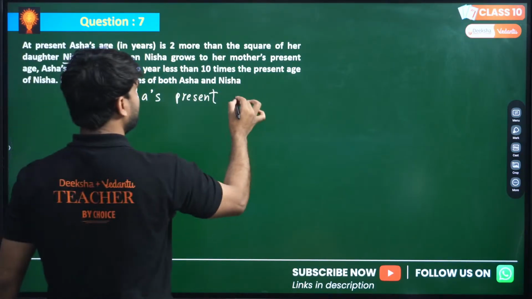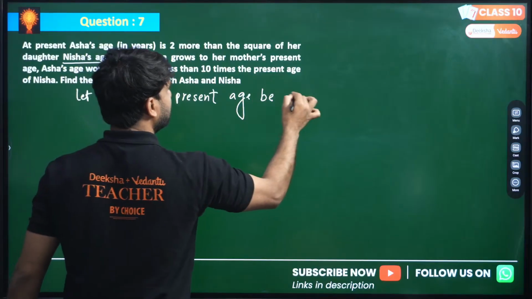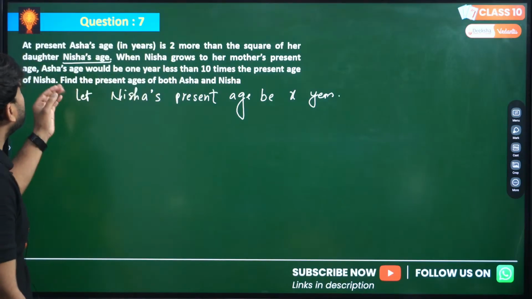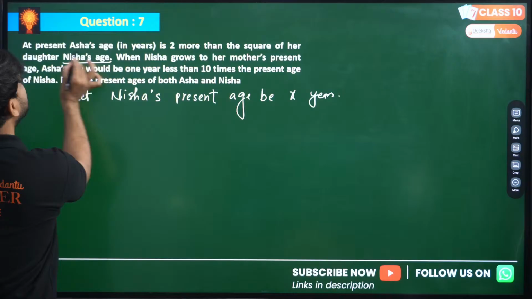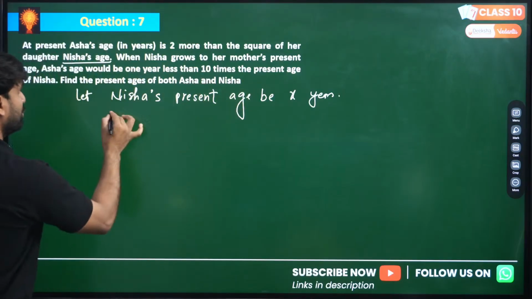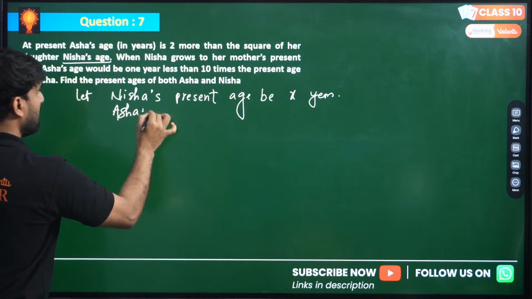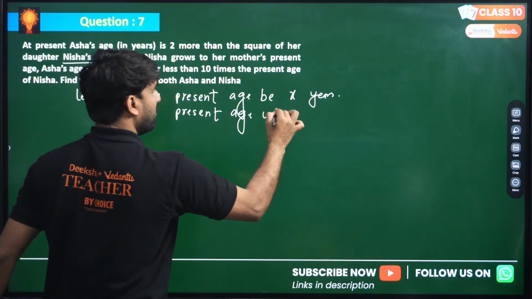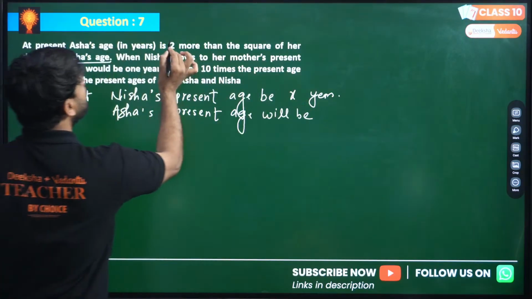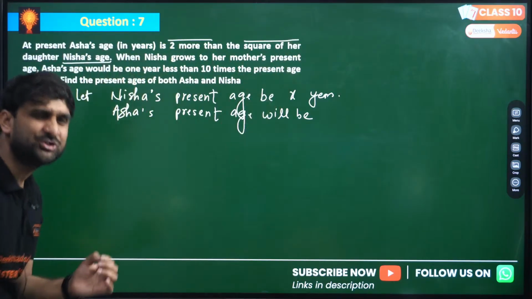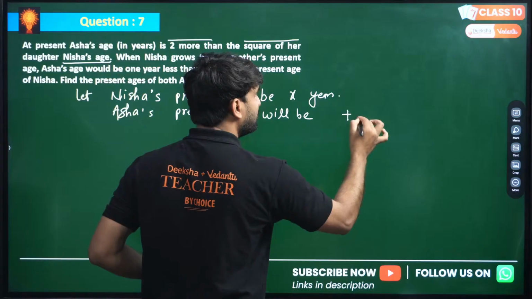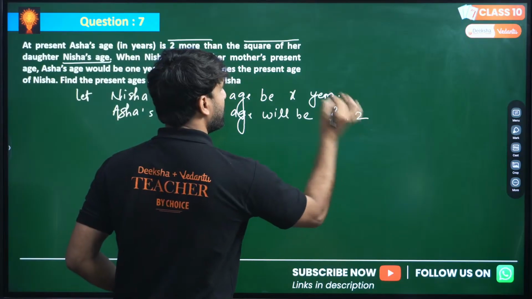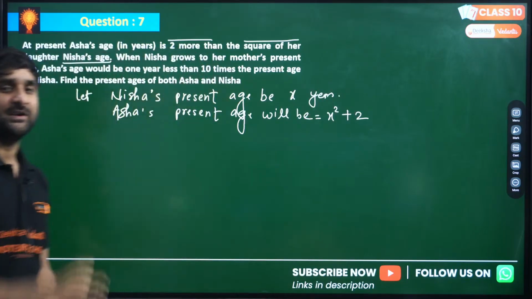Let Nisha's present age be x years. So if Nisha's present age is x years, what will be her mother's age? Look, at present Asha is the mother of Nisha. So Asha's present age will be what? Look, 2 more than the square of her daughter's age. 2 more than, so plus 2 will be there, from a square of her daughter, so x square. So this would be her mother's present age.